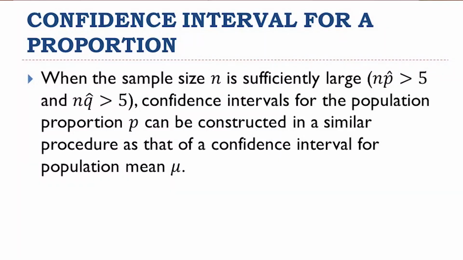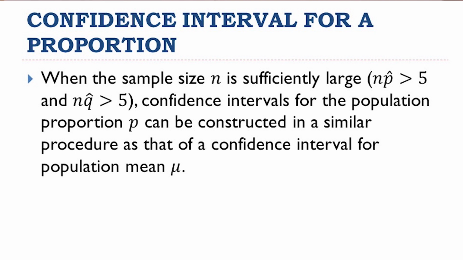Let's proceed now to the confidence interval for a proportion. Okay, so how do we determine the confidence interval if the given is a proportion? First, when the sample size n is sufficiently large, meaning your sample size and your sample proportion are greater than 5, and the other one is less than 5, the confidence interval for the population proportion P can be constructed with a similar procedure, similar to the confidence interval for the population mean mu.